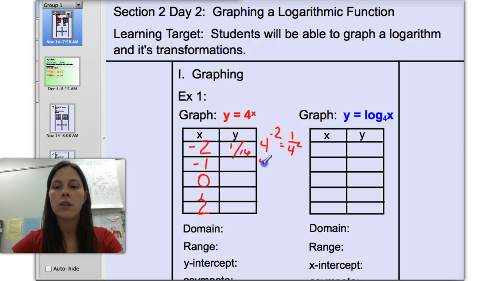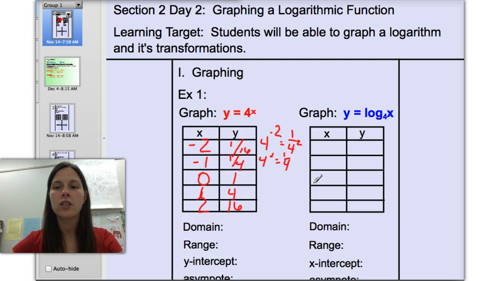4 to the negative power, the -1 power, moves it to the denominator, and it becomes 1 over 4 to the first power, or 1/4. 4 to the 0 power is 1, 4 to the first power is 4, and 4 squared is 16. So because the log function is the inverse of the exponential, again, we're going to swap the x and the y values. So all those y values will become our x values for the log function. And all the x values will become our y values.